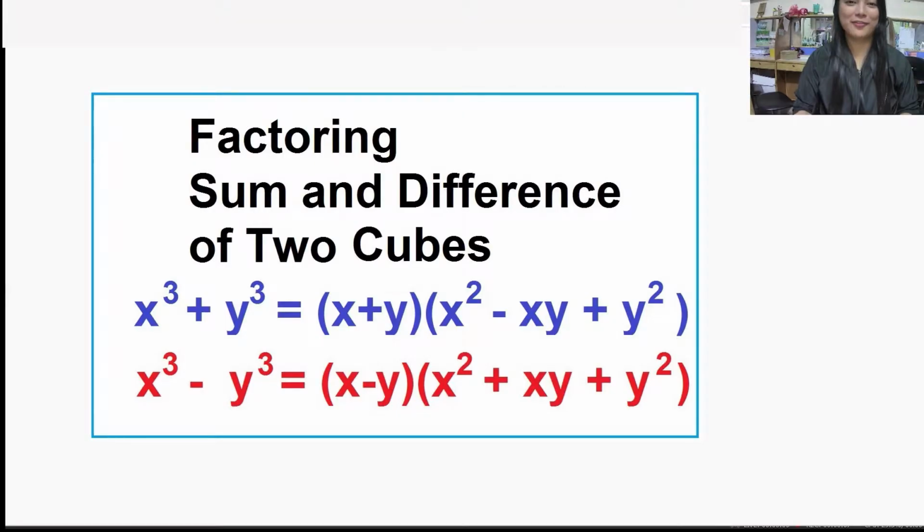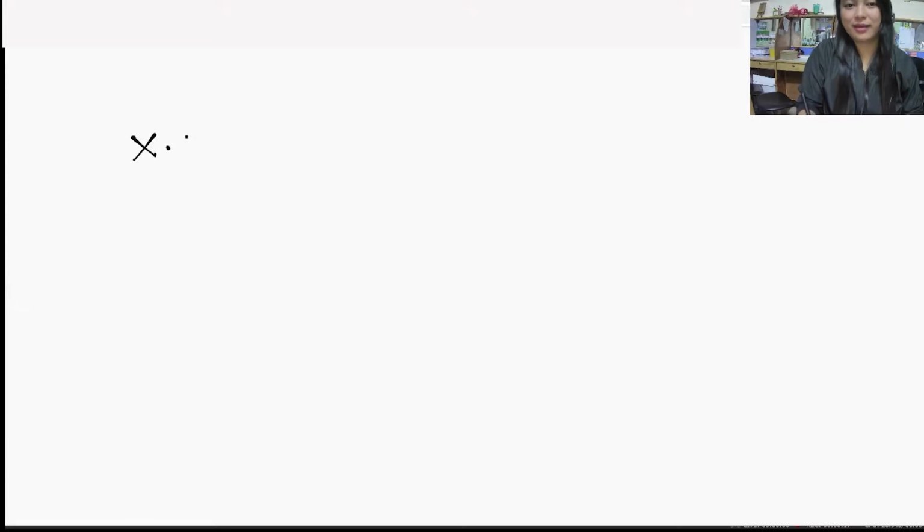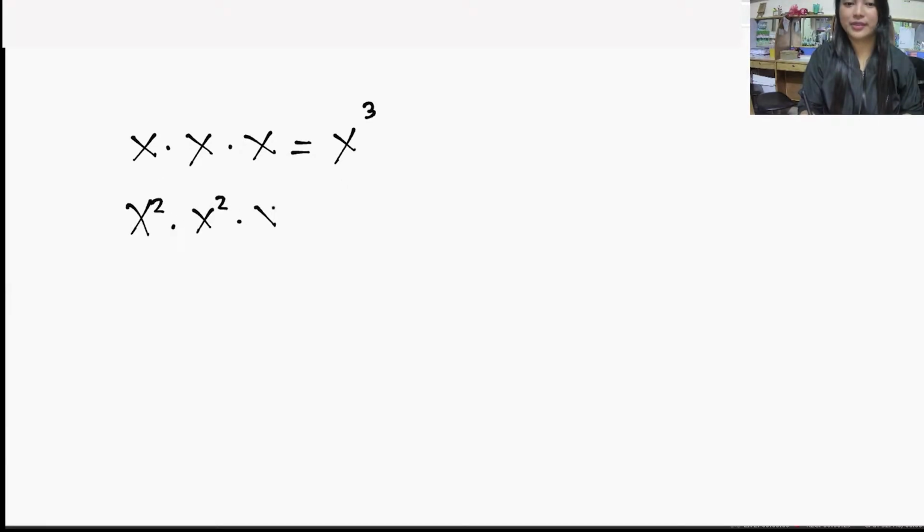Hi students, today I am going to teach you how to factor the sum and difference of two cubes. If you can still remember, x times x times x would give us x cubed, right? X squared times x squared times x squared would give us x raised to 6. What I am pointing out here is that we are going to use the cube root.